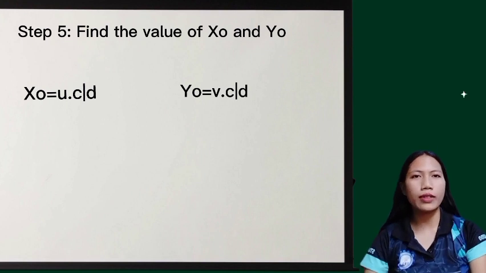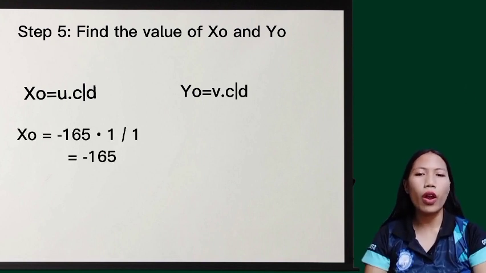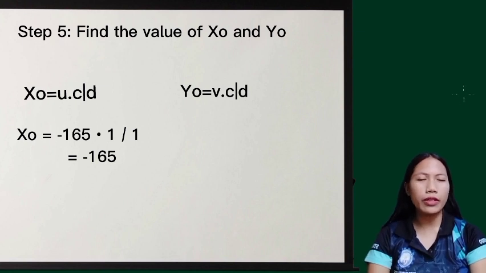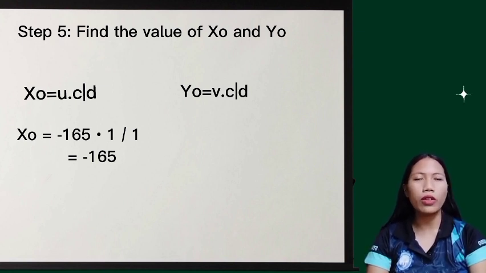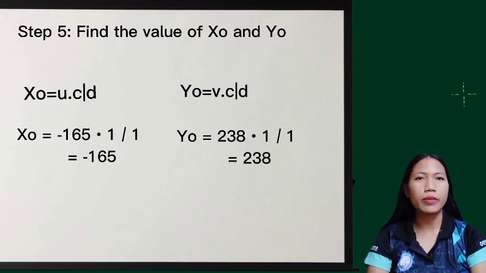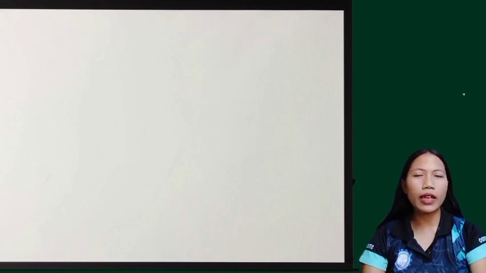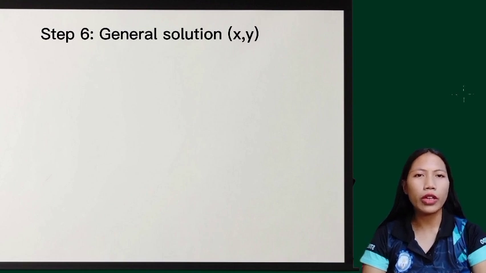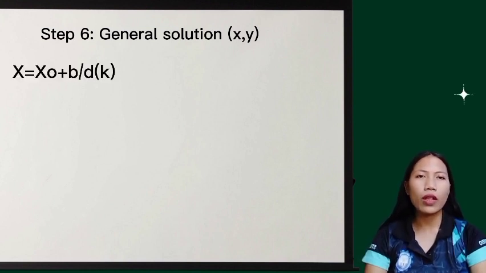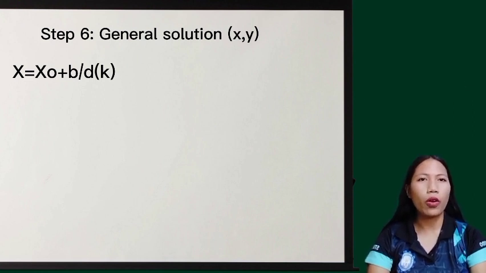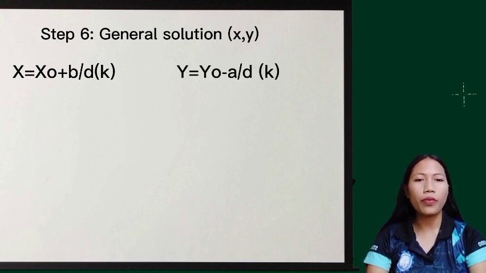So let's solve for x sub o. x sub o is equal to negative 165 times 1 over 1. So our answer here is negative 165. And y sub o is equal to 238 times 1 over 1. So our answer here is 238. And lastly, for our step 6, the formula that we need to use here is x is equal to x sub o plus b over d times k, and y is equal to y sub o minus a over d times k.